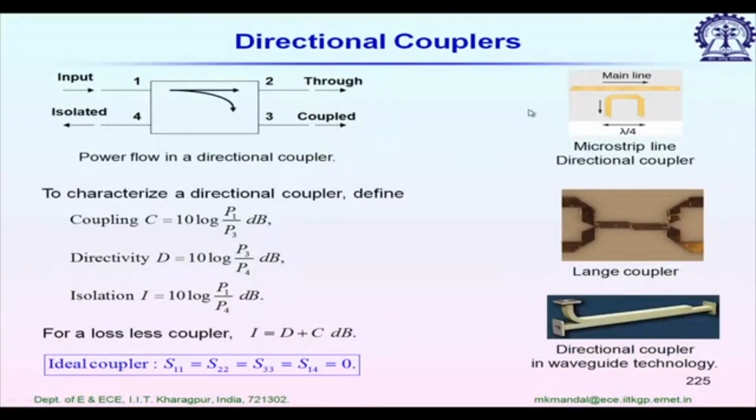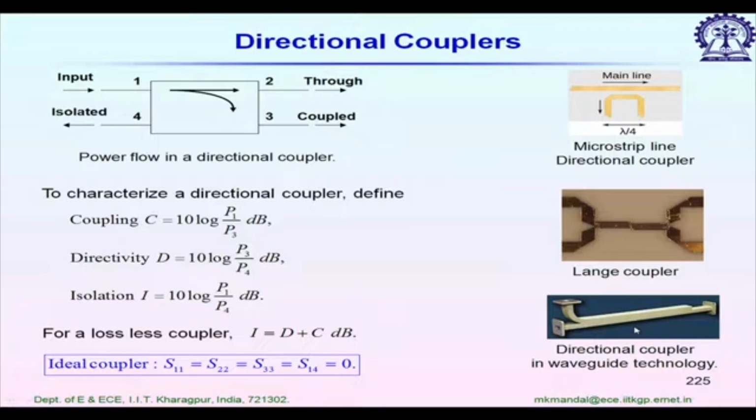Not only in microstrip line technology, we have already seen that it can be designed in image guide, in NRD, and also in rectangular waveguide technology. So, this particular example shows 3 ports, and the isolated port is actually terminated inside, and from outside you can only see 3 ports of this 4 port directional coupler in waveguide technology.